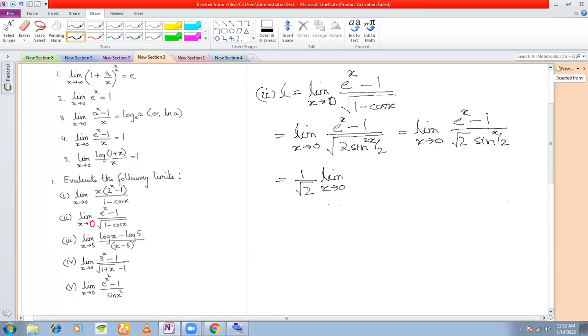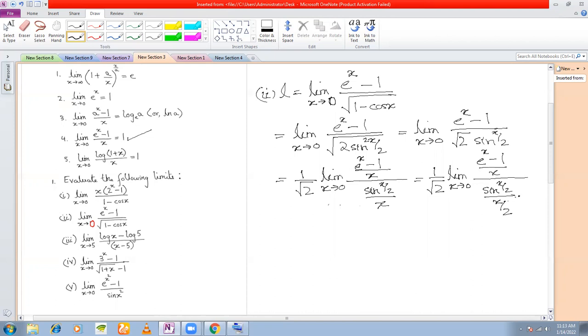Now what is missing in the numerator? What is the standard limit here? E to the power of x minus 1 by x, right? So we divide the numerator by x, and similarly, you have to divide the denominator also by x. So we have divided. And now 1 by root 2 limit x tends to 0 e to the power of x minus 1 by x whole divided by, what is missing in the denominator? Sir, 2. So we give it a 2, right?